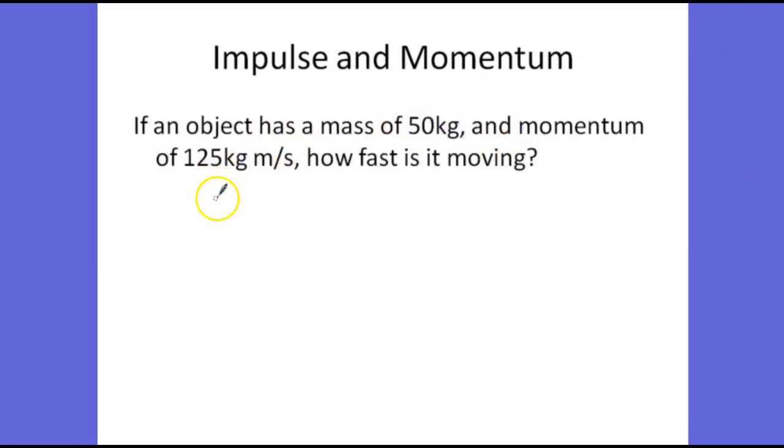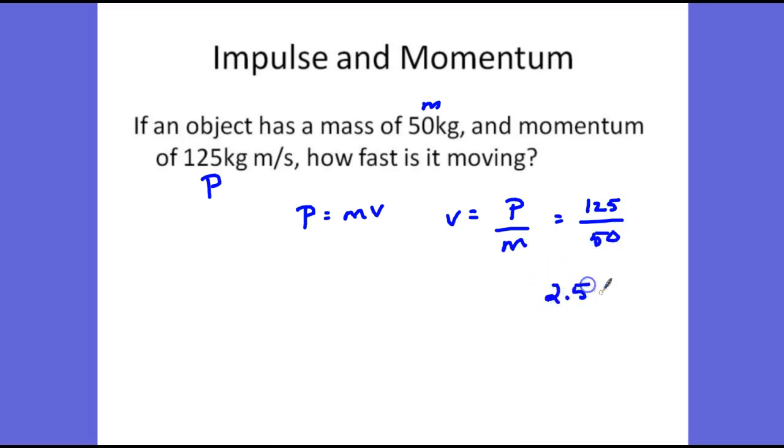You need to be able to solve for any of those three variables given the other two. So if an object has a mass of 50 kilograms and momentum of 125, well, if momentum is mass times velocity, then velocity would be momentum divided by mass. So that'd be 125 divided by 50, which is 2.5 meters per second.